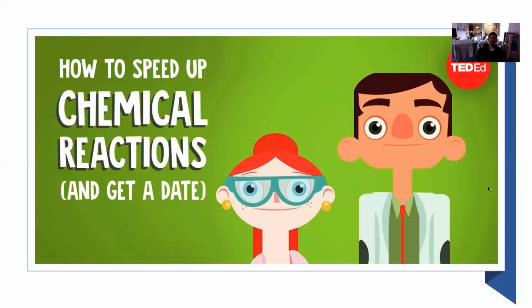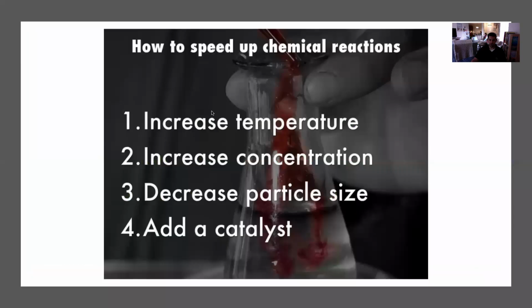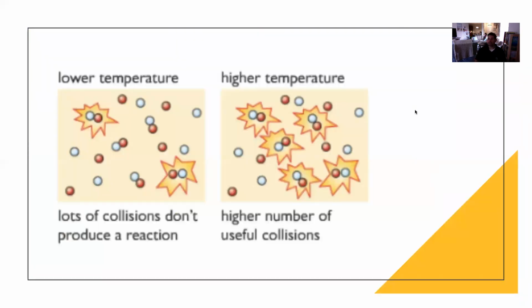So how to speed up chemical reactions? There's a couple of different ways, and we're going to go through all of them. There are 4 main points. We'll go through all 4, and we'll look at them through the lens of these 2 different theories. You can increase the temperature. You can increase the concentration. You can decrease the particle size, which we will call the ability to meet. And you can add a catalyst.